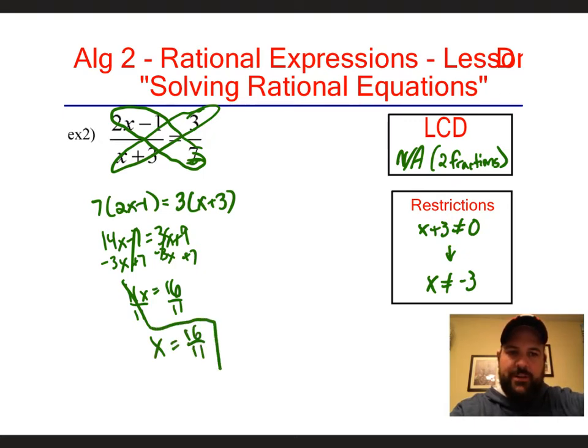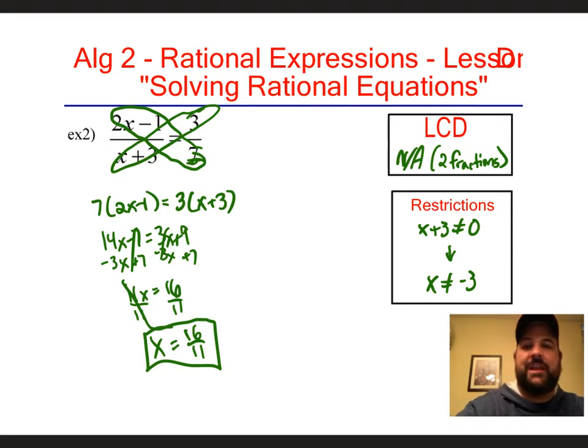My restricted value, remember, was that x couldn't be negative 3. I got 16 over 11. Or if you wanted to write it as a mixed number, 1 and 5/11ths, that would be okay. I would stay away from decimals, using improper fraction first and foremost, maybe a mixed number. Let's look at another example.